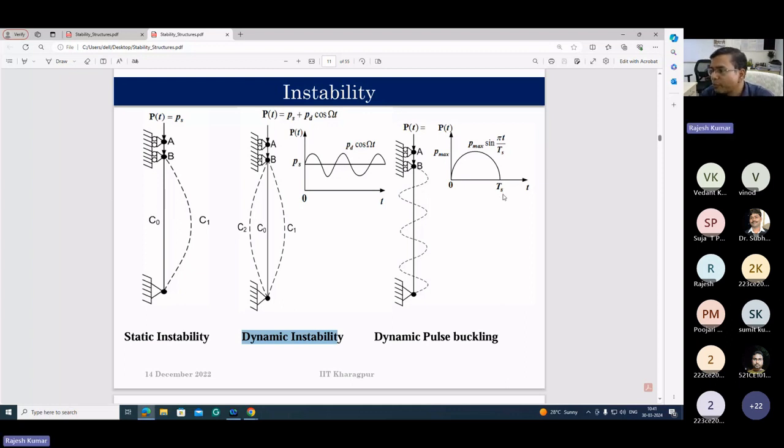It is 0.1 second, 0.01 seconds, very little time. Then the magnitude becomes very important. If you apply these loads for very short durations and the intensity of the load is not high, then there is no chance of buckling. But even though the duration of loading is very short, if the intensity of the load is very high, then the member will buckle. So this diagram shows dynamic pulse buckling.